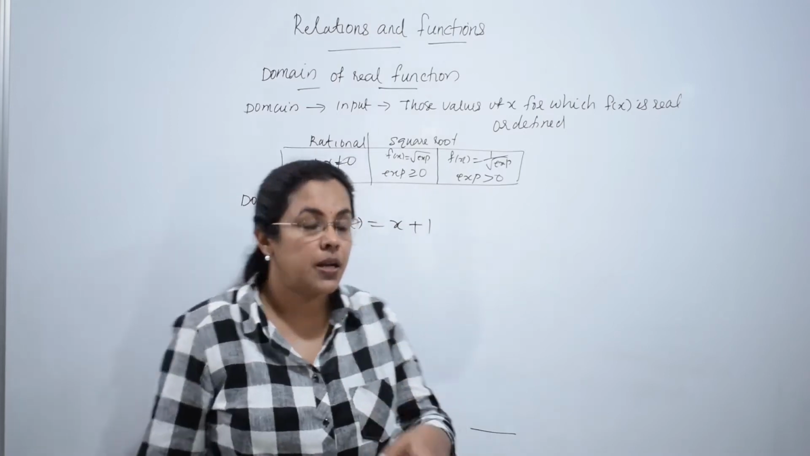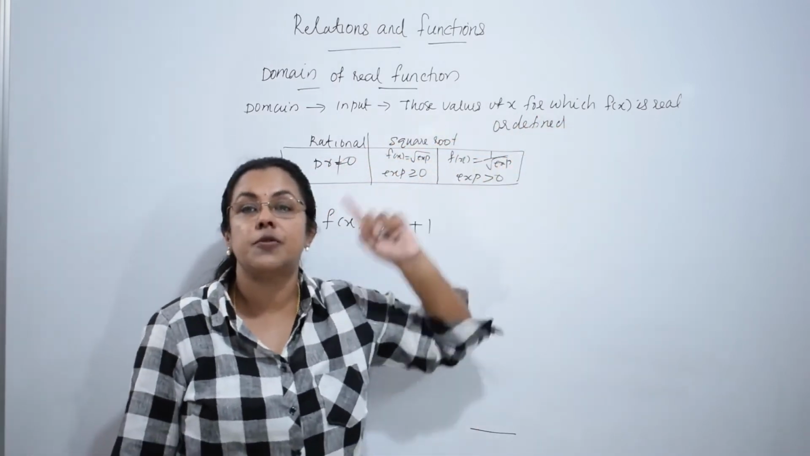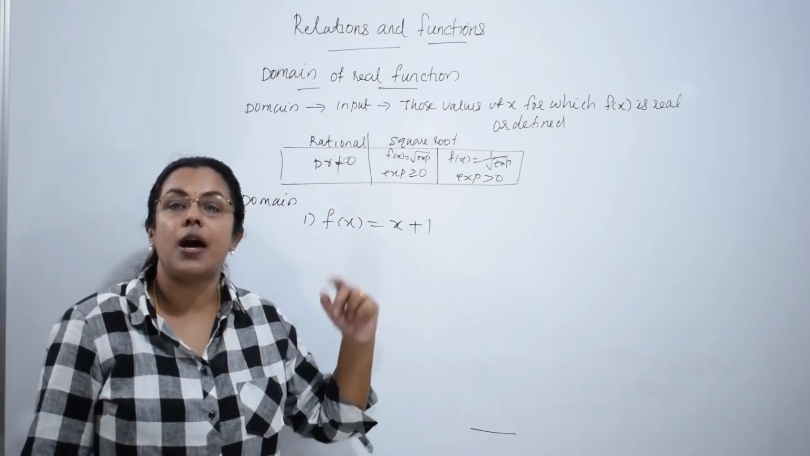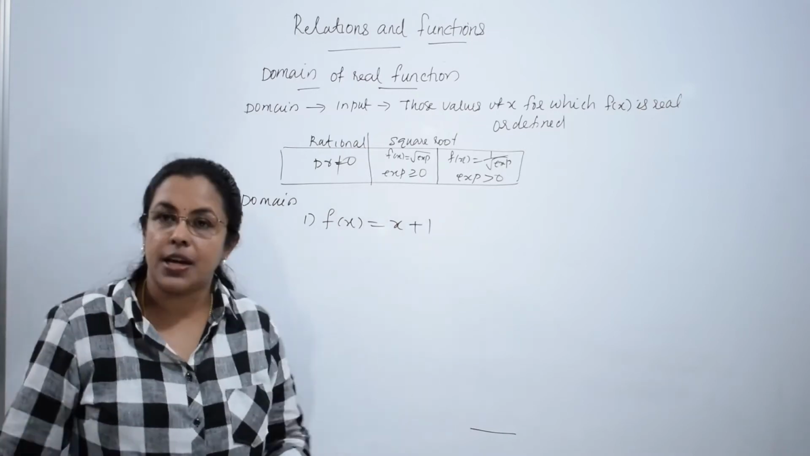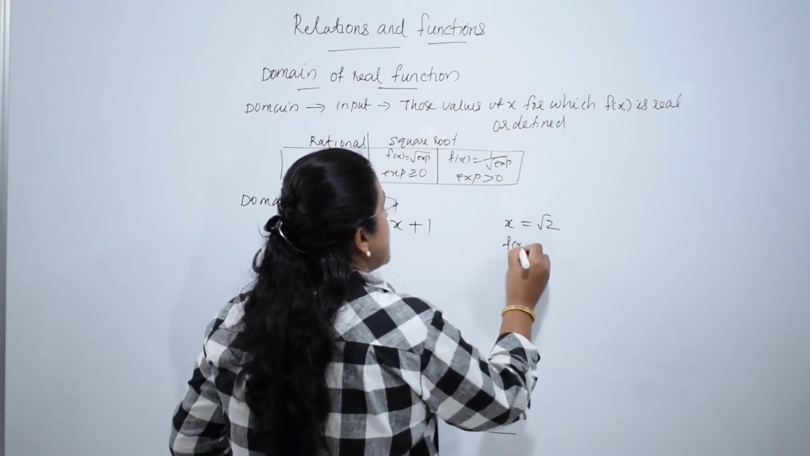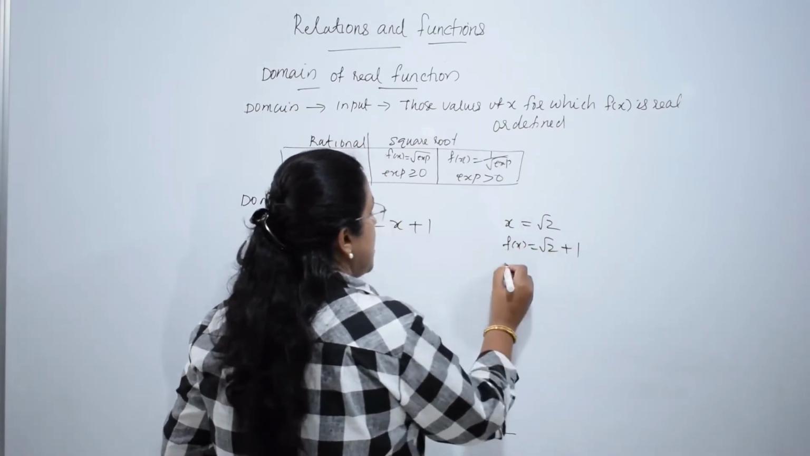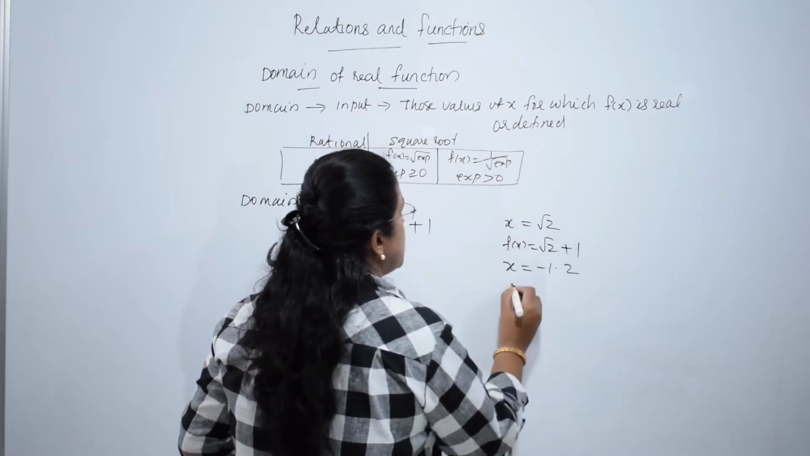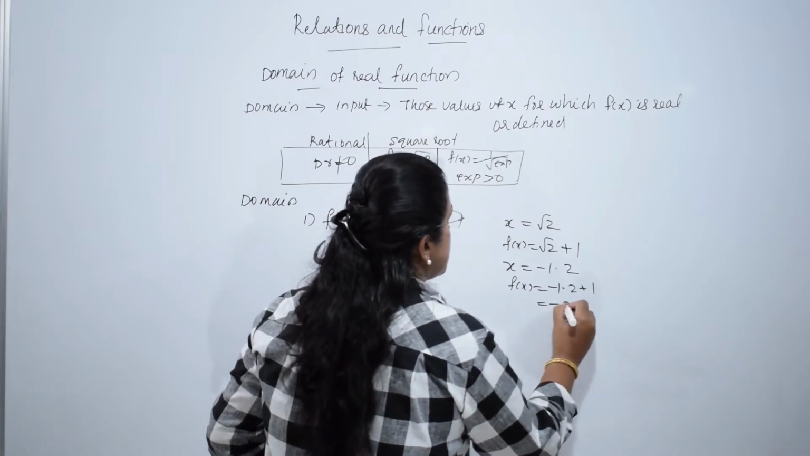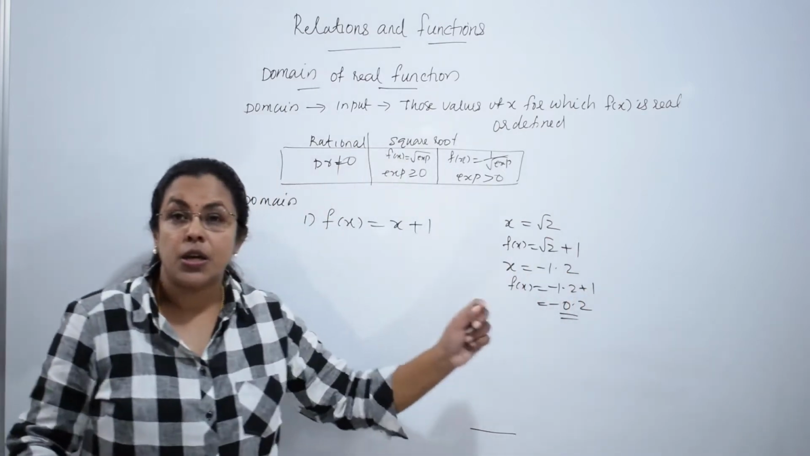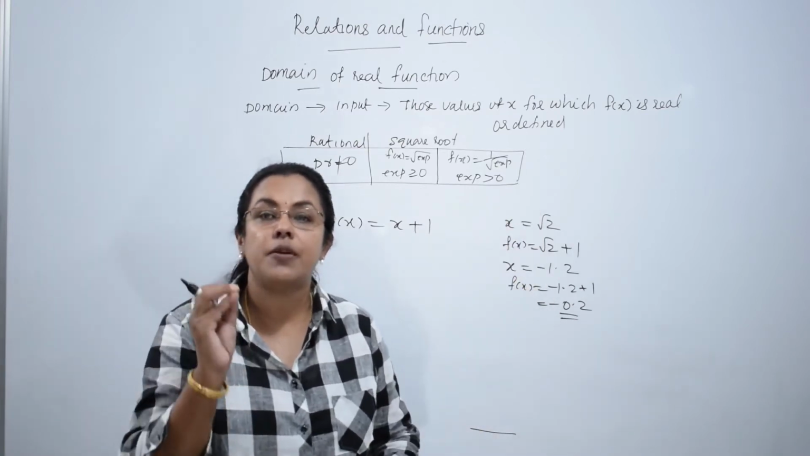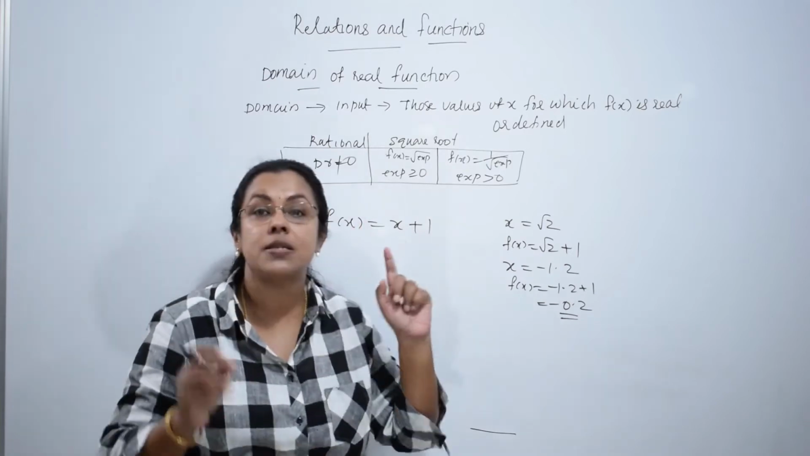What is the meaning of domain? Those values of x for which the function is defined or real. If we put any value to x, f of x is real, isn't it? If we put x as root 2, f of x is equal to root 2 plus 1. If we put x as minus 1.2, f of x is equal to minus 1.2 plus 1, that is minus 0.2, and so on. All these are real numbers.